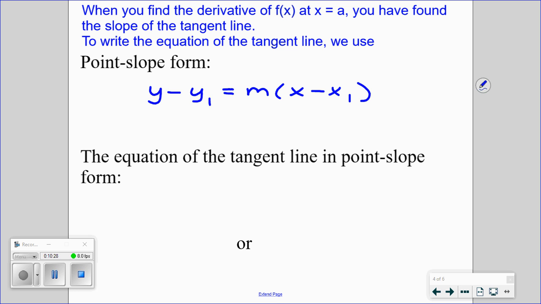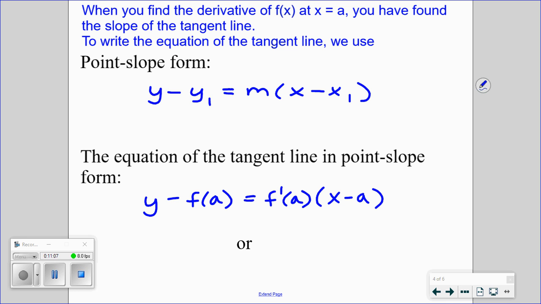So instead of y, we will use f of a, and instead of m for slope, we'll use our notation for the derivative, which is f prime of a. Okay, and then instead of x sub 1, we'll just use a. So for instance, we could rewrite this equation as y minus f of a equals f prime of a, which is the derivative, which is slope, times (x minus a).